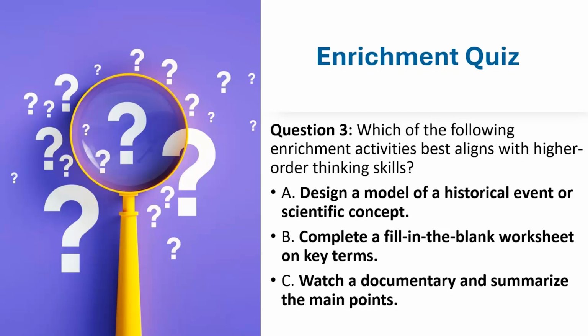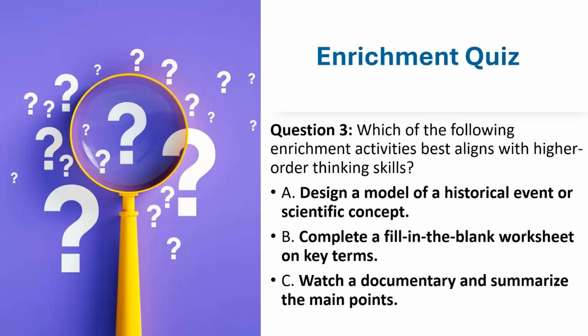All right, third question. Last quiz question. Which one of these activities aligns with higher level thinking skills again? A, design a model of a historical event or concept. B, complete a fill-in-the-blank worksheet on key terms. Or C, watch a documentary and summarize the main points. Which one of these would align with higher order thinking skills?